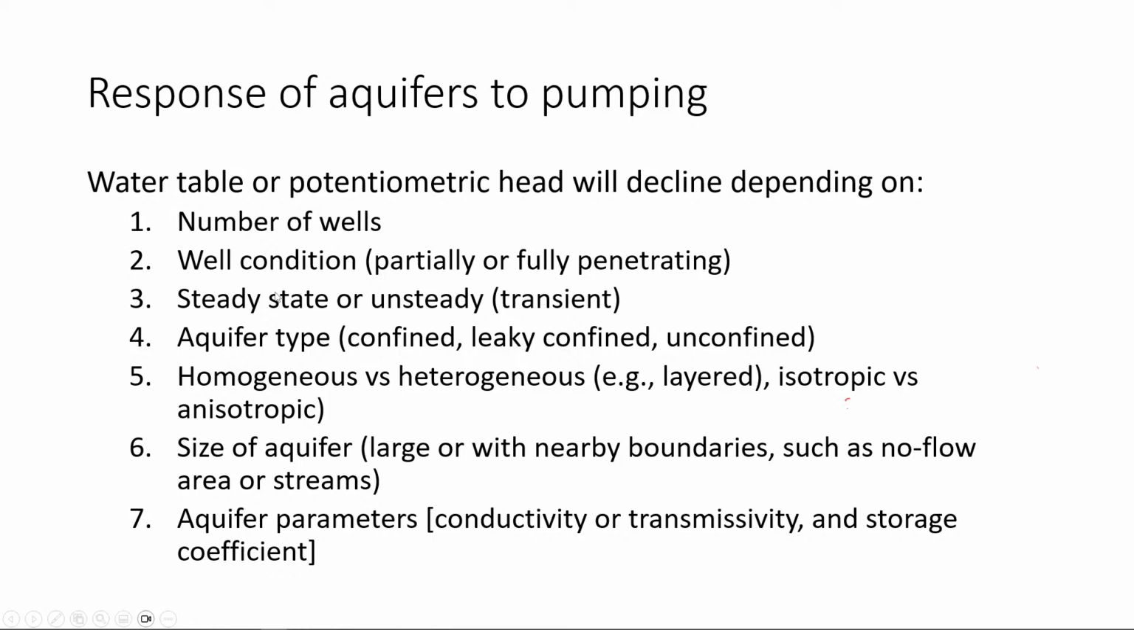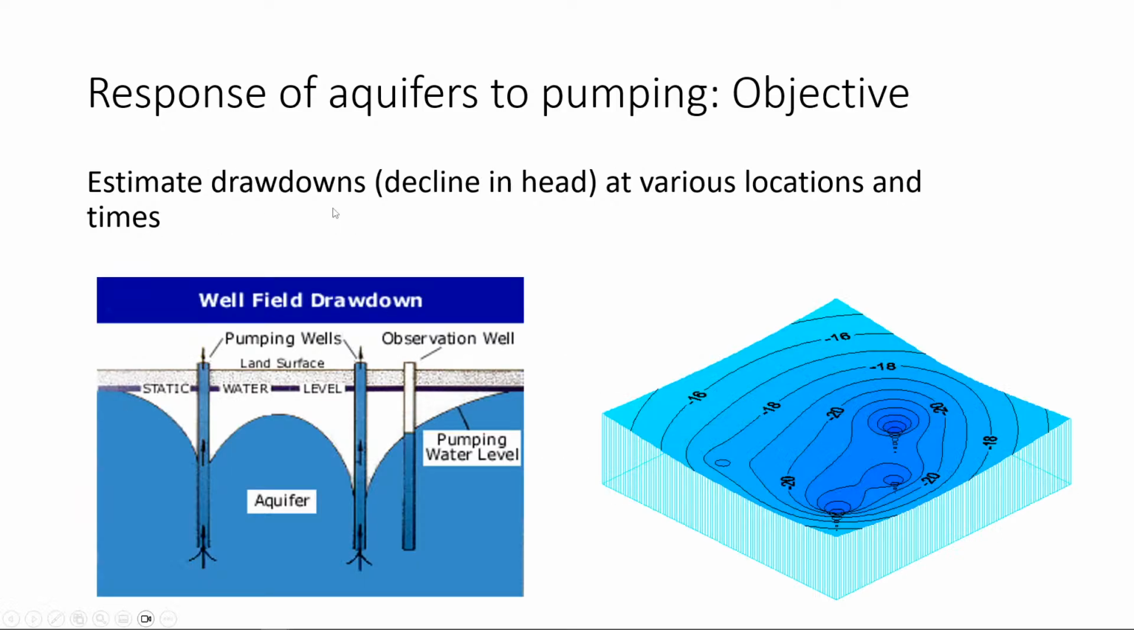And then, of course, the aquifer parameters like hydraulic conductivity, transmissivity, and the storage coefficient will all impact your aquifer response to pumping and your drawdown. I will show you equations for this. I will show you when you increase hydraulic conductivity, are you going to get more or less drawdown, and storage coefficient, and transmissivity, and so on and so forth. So let's look at some examples.